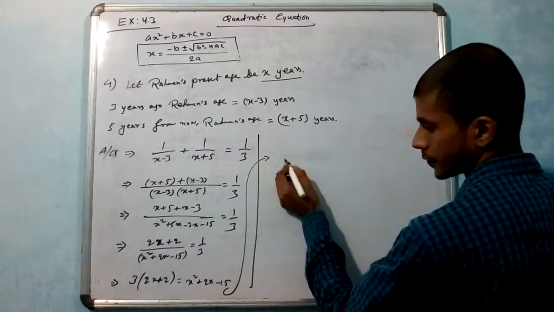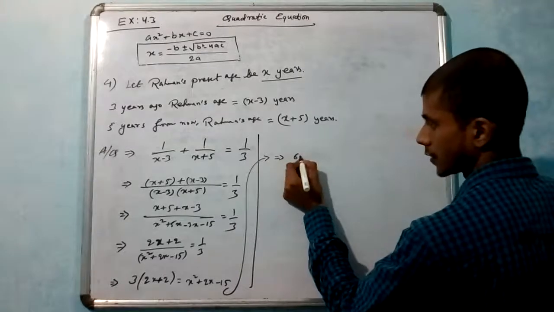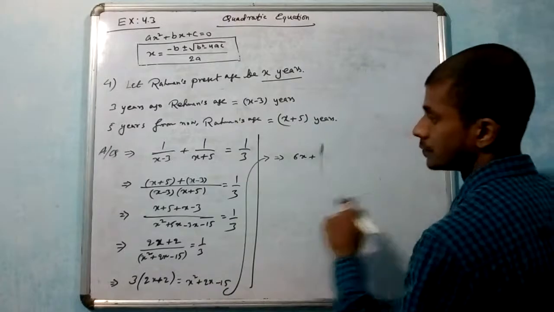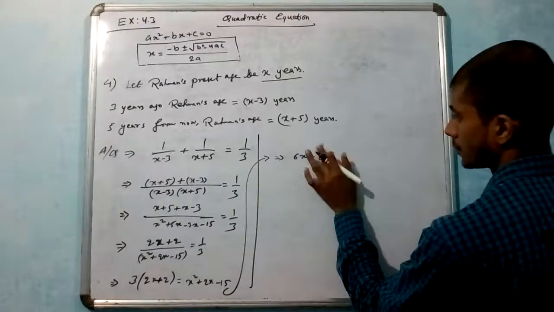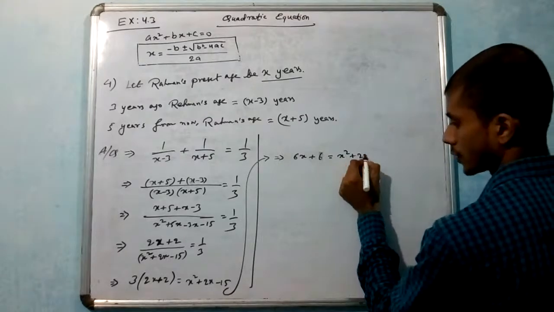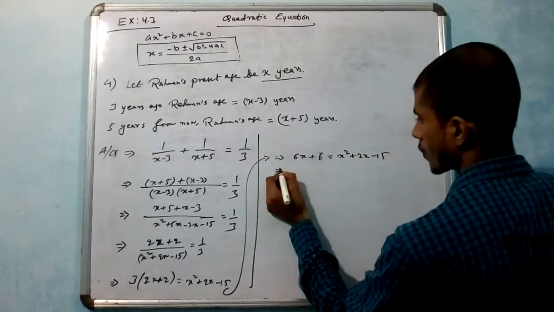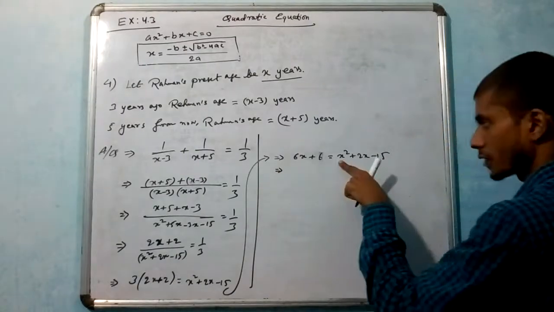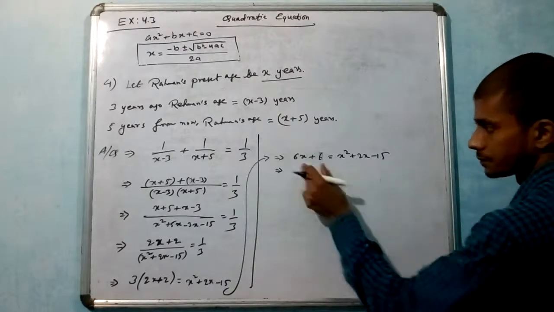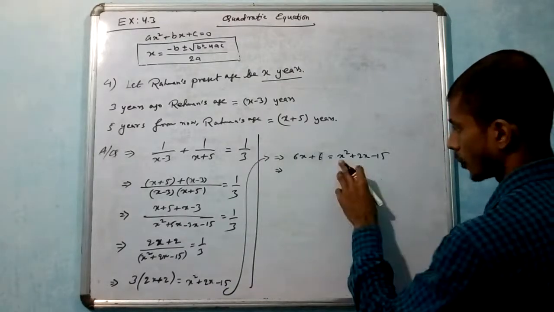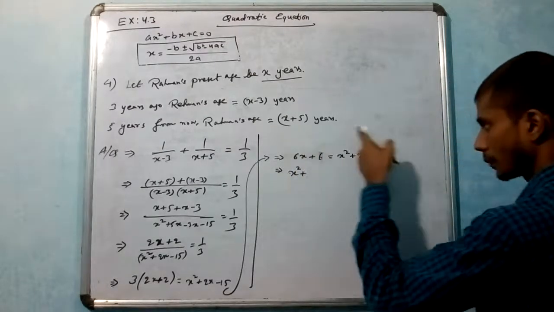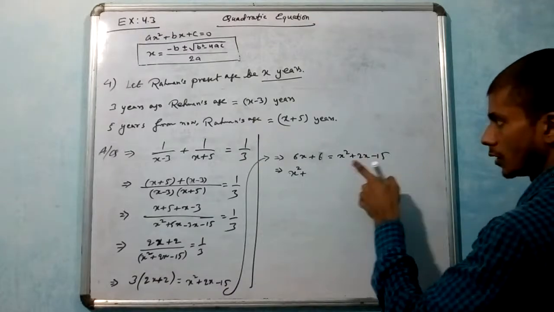So 3 times, 6x plus 6 only. 2x plus 2, fine, 6 only. 6x plus 6 is equal to x square plus 2x minus 15. Okay, now x square is a positive value here, so we will try to bring everything to this side. So x square plus 2x, x square plus 2x here, and this will come as minus 6x to this side. Now x square plus 2x minus 6x, how much?